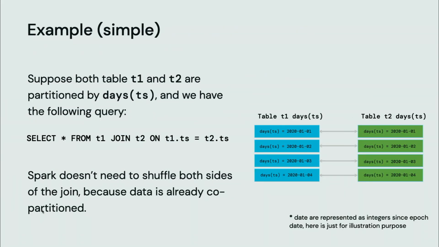So let's take a look at an example. This is a really ideal case. Suppose we have two tables, T1 and T2, and both tables are partitioned by days on a timestamp column. On the right-hand side, both tables have 4 partitions with the same partition values. So Spark can detect that and remove the shuffle in this case, because it knows that the data is already co-partitioned.